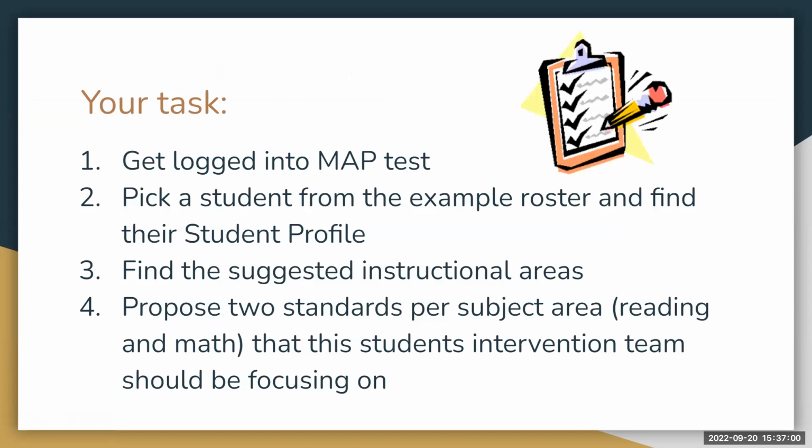All right, now it is your turn. You are going to get logged into your MAP test. You're going to pick a student from an example roster, and then find the instructional areas section under their scores. I want you to propose 2 standards per subject area. If they took the test for math and reading, I want 2 per area. If they took math, reading, and language usage, then you would be finding 6.